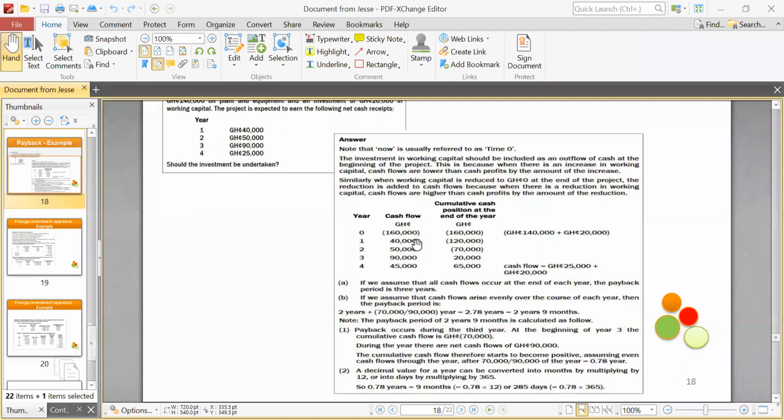Now, once you have this, you need to know the cumulative cash position at the end of the year. Don't forget that. When you are doing your payback, always bring that.